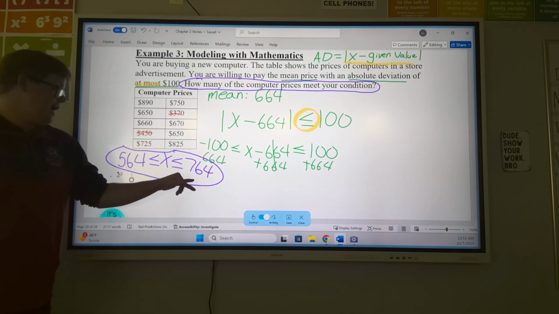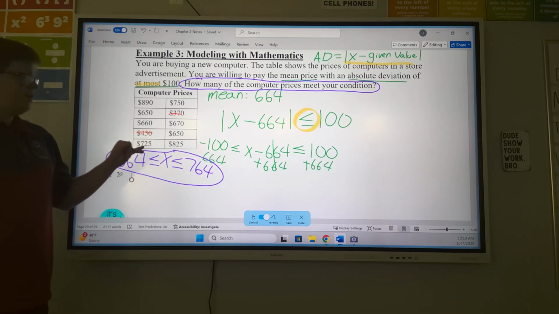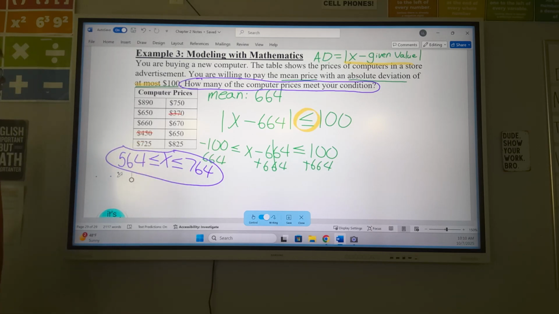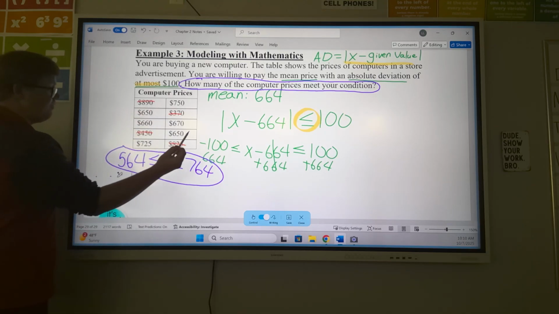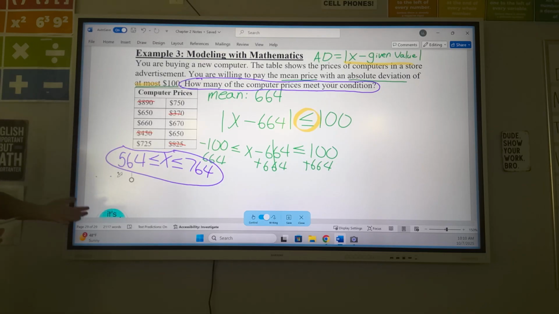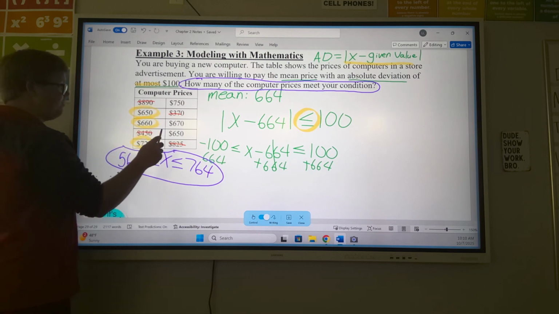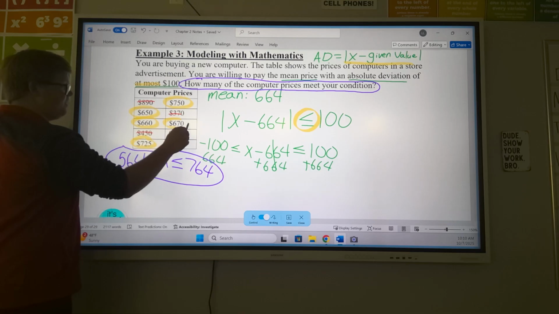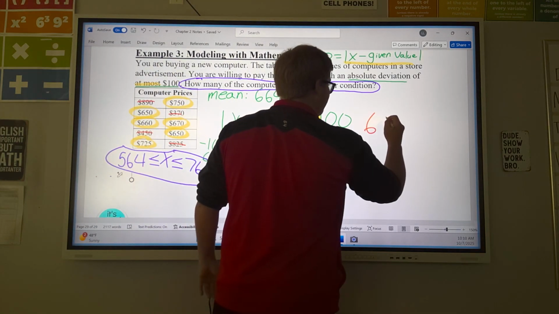Now, let's look at the most we are willing to pay, which is $764. So now let's cross off the ones that are more than $764. So I see $890. I also see $825. I don't see any others that we're not willing to pay for. So $650, $660, $625, $725, $750, $670, and $650. That is 6 computers. We're answering the question, how many computer prices meet your condition? Well, you know 6 of them do, so 6 computers.